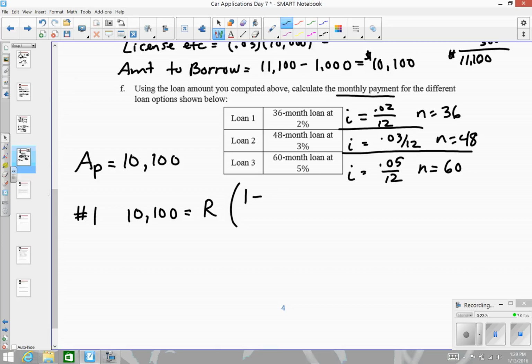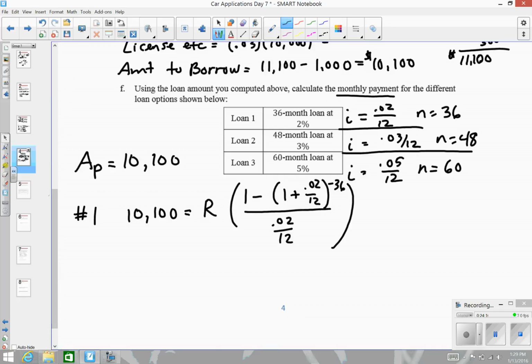I'm thinking I got a repeating decimal, so I'm going to put this in as a fraction and put the whole thing in. 1 plus I, 0.02 over 12. That gets raised to the negative 36 power. And divided by I, which is 0.02 over 12. All of that gets multiplied by R. Lots of steps going on here.